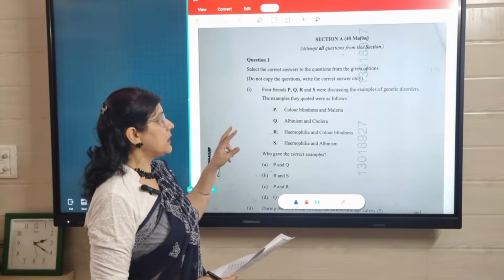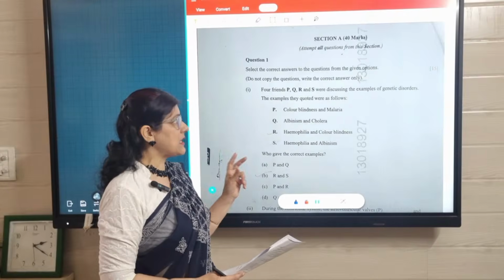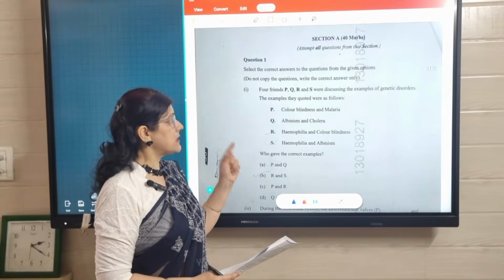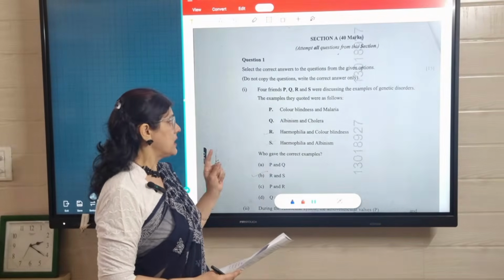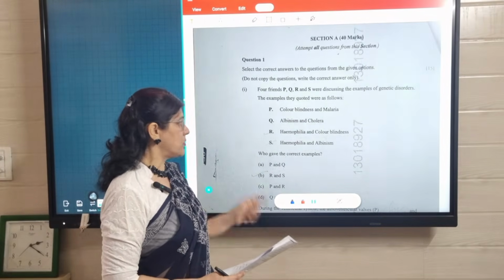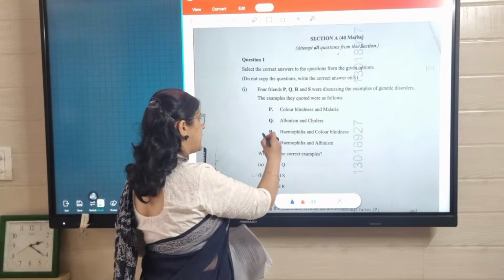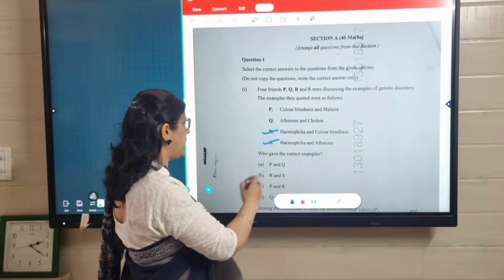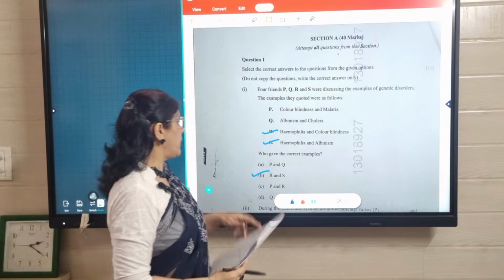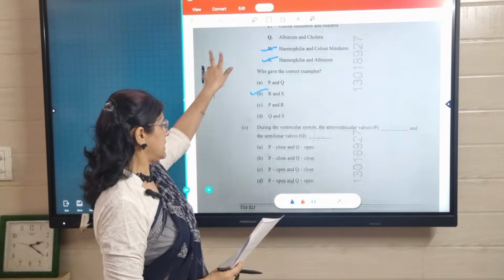Four friends P, Q, R and S were discussing examples of genetic disorders. The examples they quoted were as follows: color blindness and malaria. Malaria is not. Albinism and cholera. Cholera is not. Hemophilia and color blindness, which is correct. Hemophilia and albinism, which is again correct. So R and S is the correct option, and option B is correct in this case.